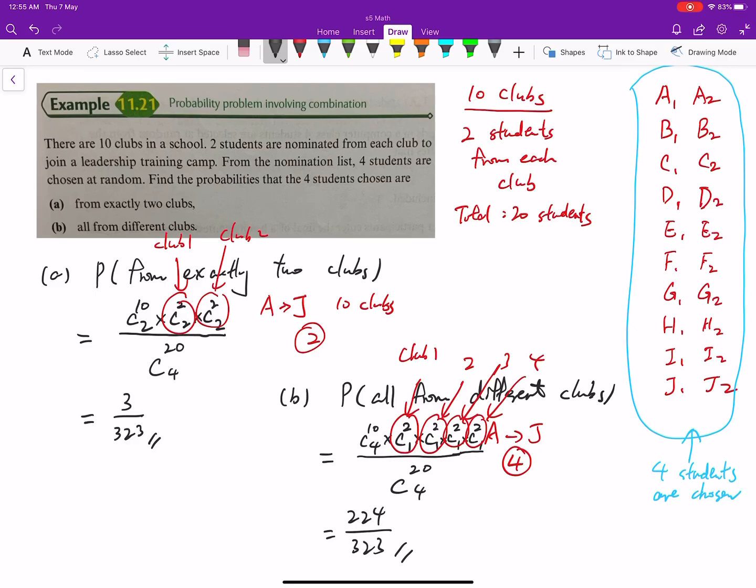Okay, so let's try to do a quick practice, 11.20 and 11.21. They are similar to these examples, and I hope you can get familiar with that. Okay, so see you.